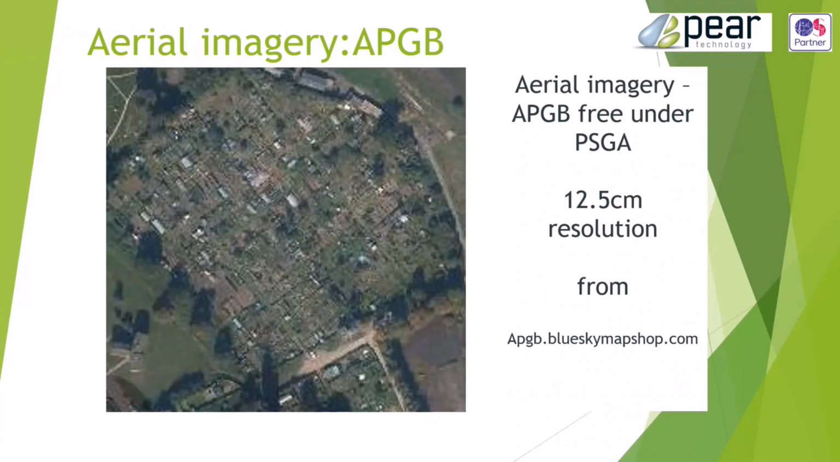So I mentioned the APGB, Aerial Photography Great Britain. It comes from a company called Blue Sky. They've flown over the country at a low level in a plane, so it's not satellite imagery, it's from a plane, and they have 2 cameras on the plane to give them a stereoscopic view, and this gives them 12.5 centimeter resolution, so it's very high resolution data.